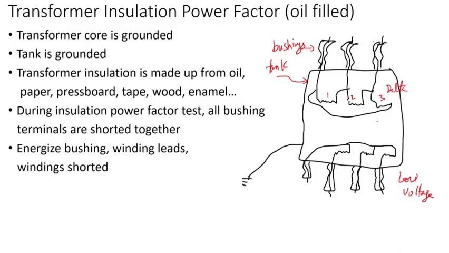Just as an example, it can be any connection. This is the low voltage connected as Y. So here's winding 1, 2, 3, brought to bushings, terminals. This might be H1, H2, H3. This would be X1, X2, X3. Then the tank is connected to ground. So the transformer core is grounded.